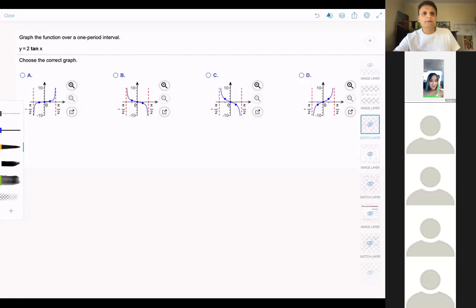So now this is a homework question. I'm going to ask Karen. 2 tangent of x.